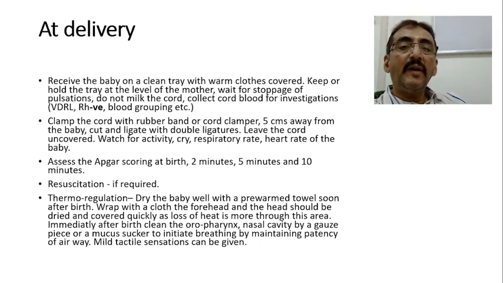The distance is about 5 cm away from the baby side. Cut and then ligate with the double ligatures. Leave the cord uncovered and watch for the activity, cry, respiratory rate, heart rate of the baby. Assess the Apgar scoring at birth, at 2 minutes, at 5 minutes and at 10 minutes.